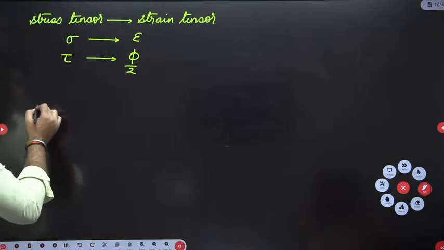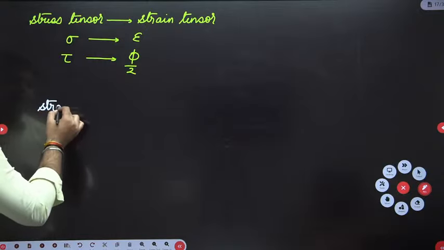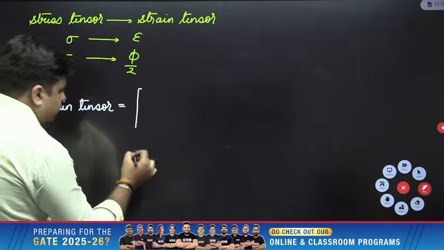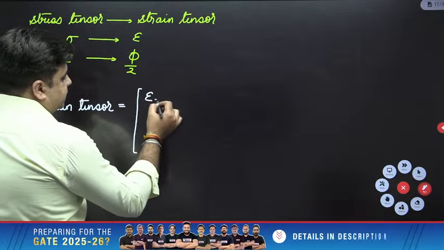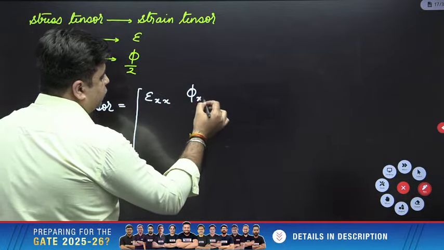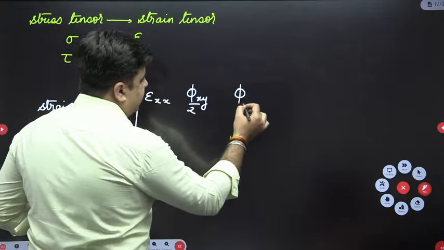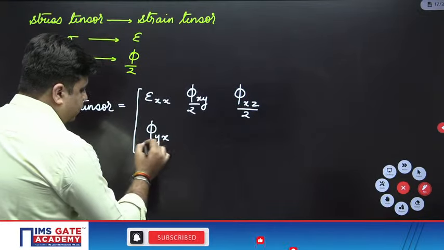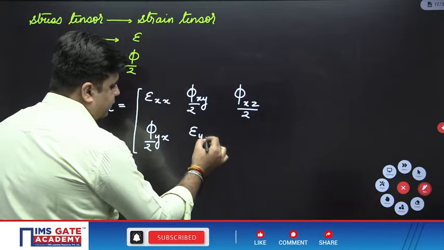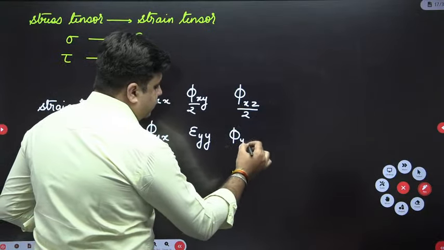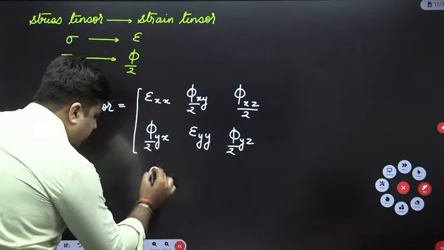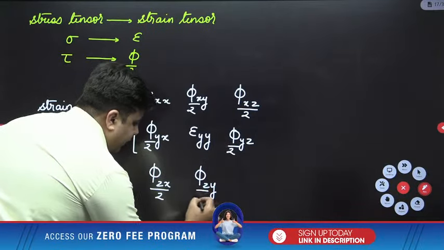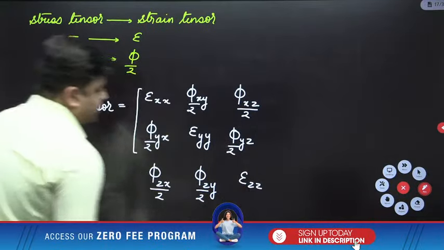So the strain tensor will be like this. Strain tensor is equal to: you have epsilon xx, then phi xy by 2, then phi xz by 2, then phi yx by 2, and then epsilon yy, and then phi yz by 2, then phi zx by 2, then phi zy by 2, and then epsilon zz. So this is your strain tensor.